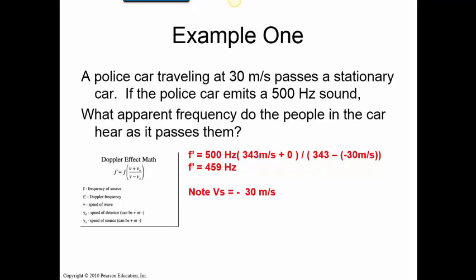A police car traveling at 30 meters per second passes a stationary car. If the police car emits a 500 hertz sound, what apparent frequency do the people in the car hear as it passes them? The velocity of the source is negative because it's moving away from the observer. Plugging into the equation gives an apparent frequency of 459 hertz. This is a lower pitch as expected.